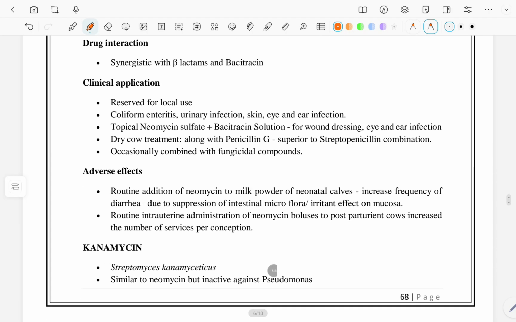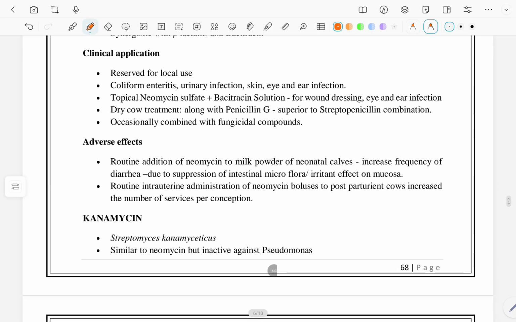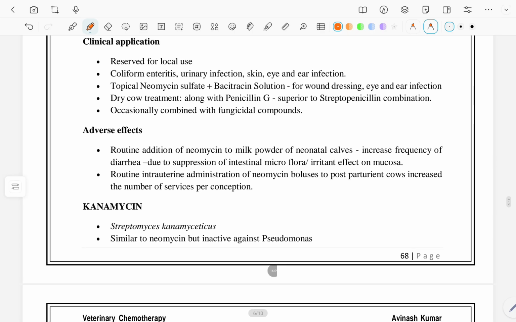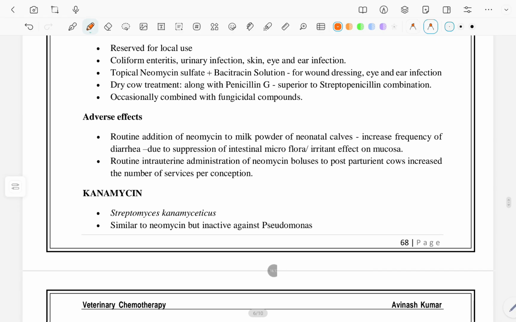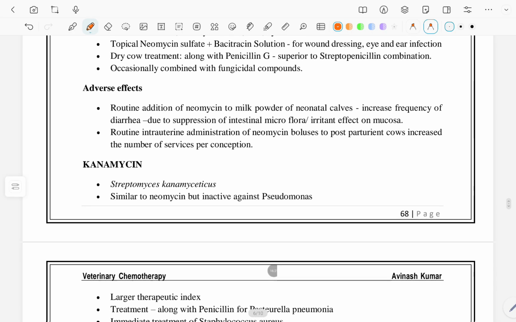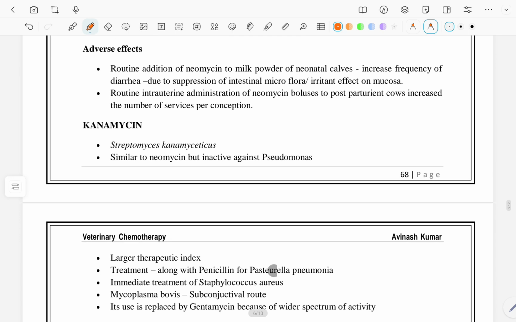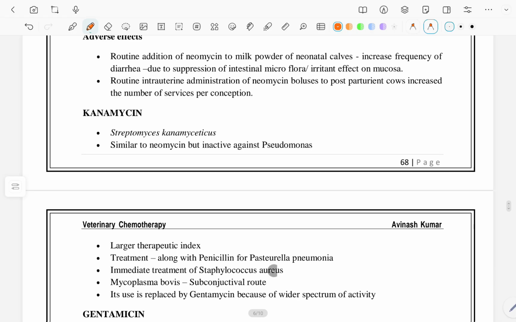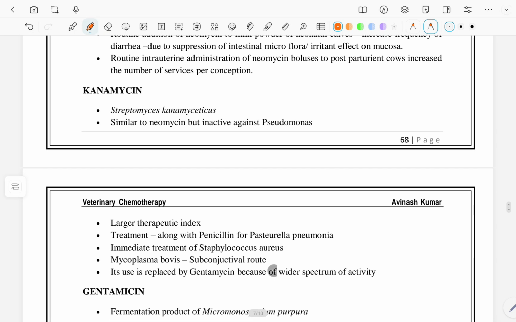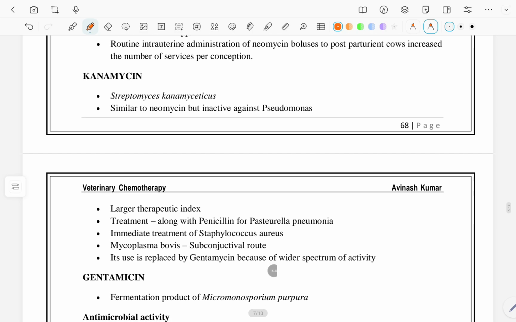Clinical application: reserved for local use. Coliform enteritis, urinary infection, skin, eye and ear infections. Topical neomycin sulfate plus bacitracin solution for wound dressing, eye and ear infection. Dry cow treatment along with penicillin G is superior to streptopenicillin combination, occasionally combined with fungicidal compounds. Adverse effect: routine addition of neomycin to milk powder of neonatal calves increases frequency of diarrhea due to suppression of normal microflora or irritant effect on mucosa. Routine intrauterine administration of neomycin bolus to parturient cows increases the number of services per conception.